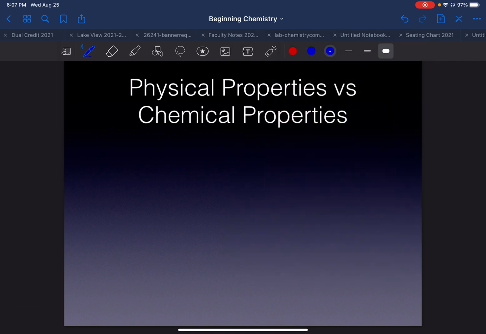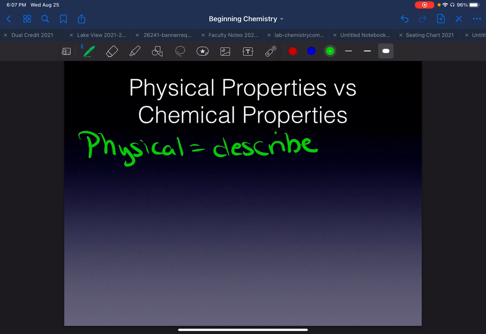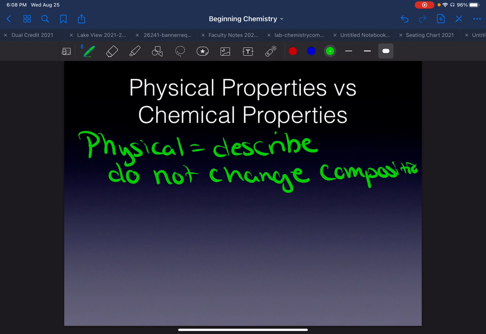Physical-chemical properties. So physical, generally my students will say that they describe. Okay? They don't change. They do not change the composition. So if you change your shirt, that's a physical. That's physical. If you dissolve it in water and then you evaporate it back out, that's a physical property because it dissolves in water. You didn't change what you're working with.